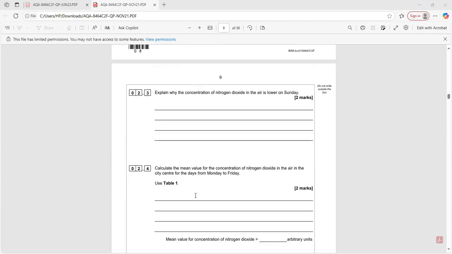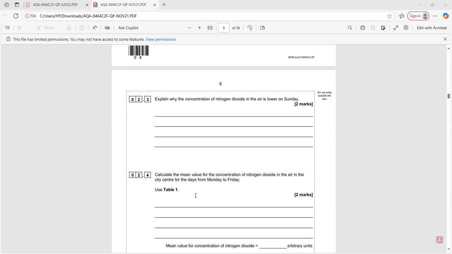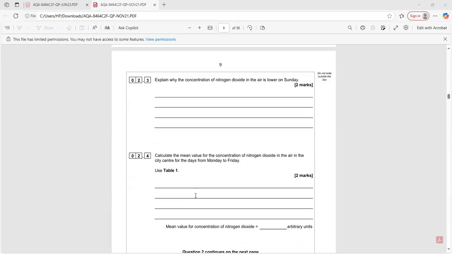Hello, Noah. Yes. Are there any other reasons you'd like to suggest for why nitrogen dioxide in the air is lower on Sunday? Fewer people working. Like fewer people. Okay, yeah. On the road, right? Yes. Okay, that makes sense.